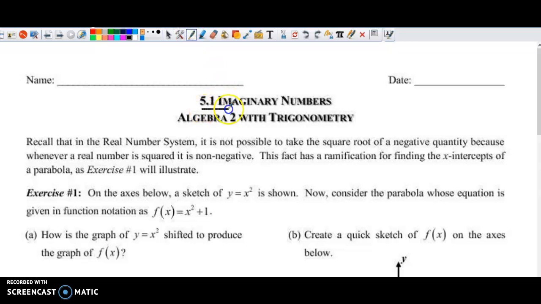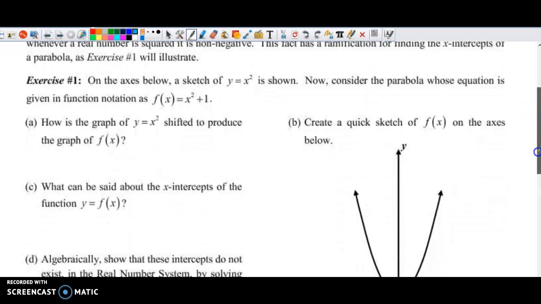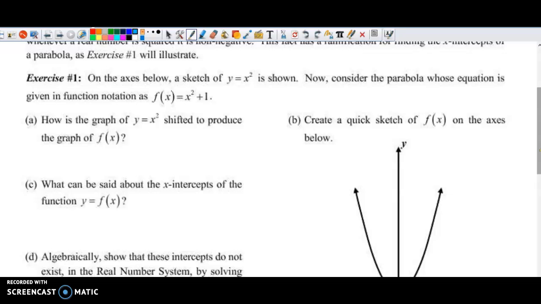As we begin our Unit 5 with imaginary numbers, the thought process is that any problem that we have, if we look closely at the degree of each polynomial, and we've been working with quadratics so far, you're supposed to have that many solutions. So because this is degree 2, then you're supposed to have 2 solutions.